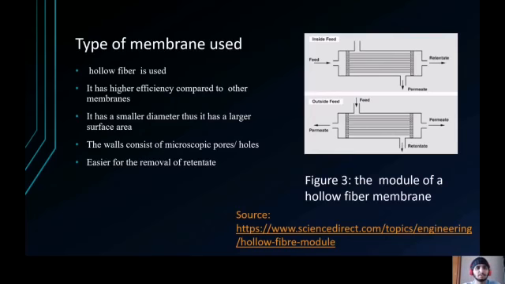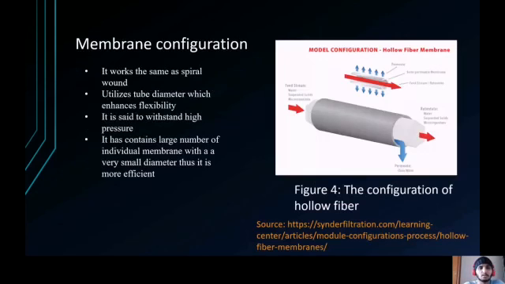So let's move on to the final part, which is the configuration. So membrane configuration is where basically this type of membrane works the same as spiral wound. It utilizes the tube diameter to enhance flexibility. It is also said to withstand a high amount of pressure. So it contains a large number of individual membranes, so it is more efficient.